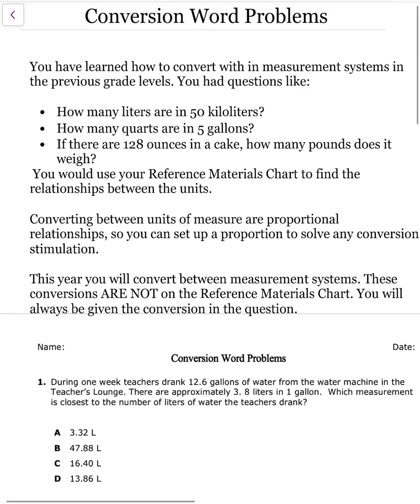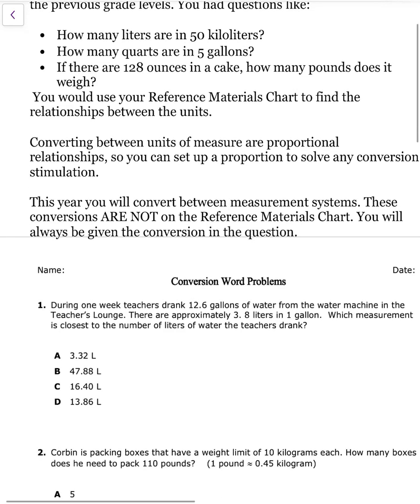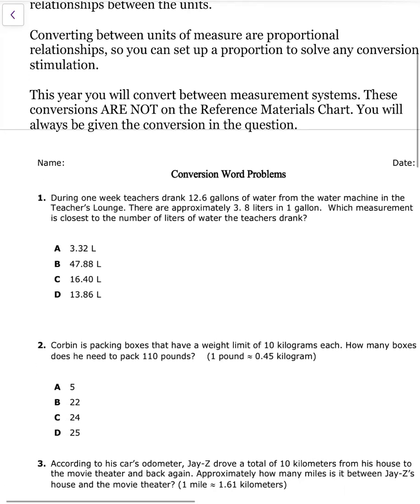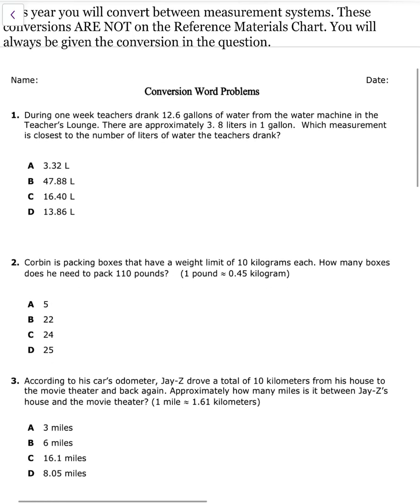So this year, your conversion questions are actually not on the reference chart. You're going to be converting between measurement systems, going from metric to standard and standard to metric. So they're going to have to give you the conversion in the problem. Let's go ahead and look at our first question.